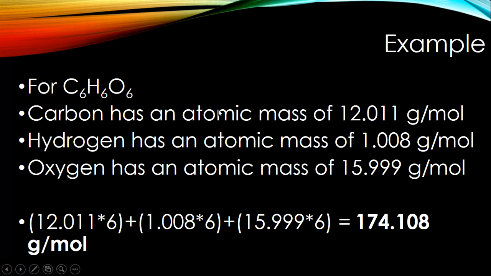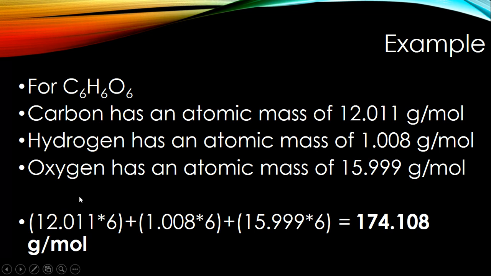The second step is to multiply the mass for each element times the number of atoms. So I can look up here and say, okay, for carbon, there are 6 atoms. So it'd be 12.011 times 6. For hydrogen, there are also 6. And then for oxygen, there are also 6. And then the third step is I add all of those together after I've done the multiplication.